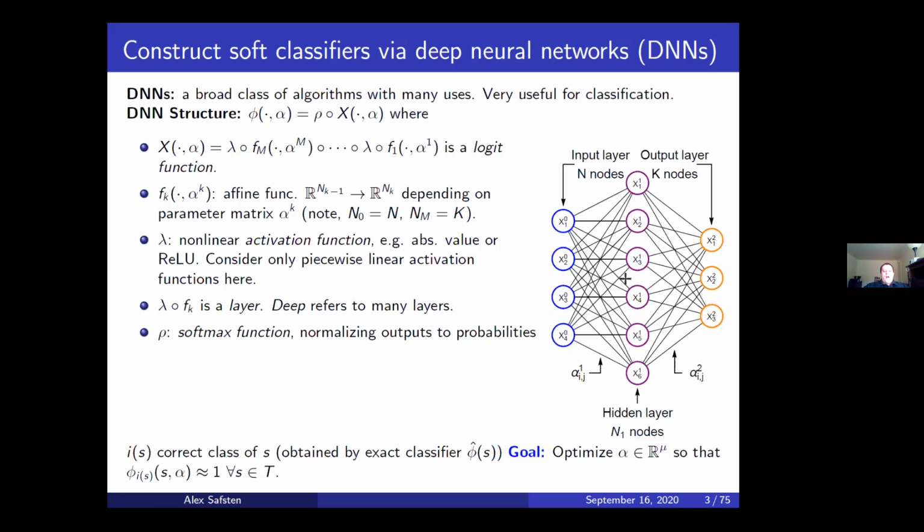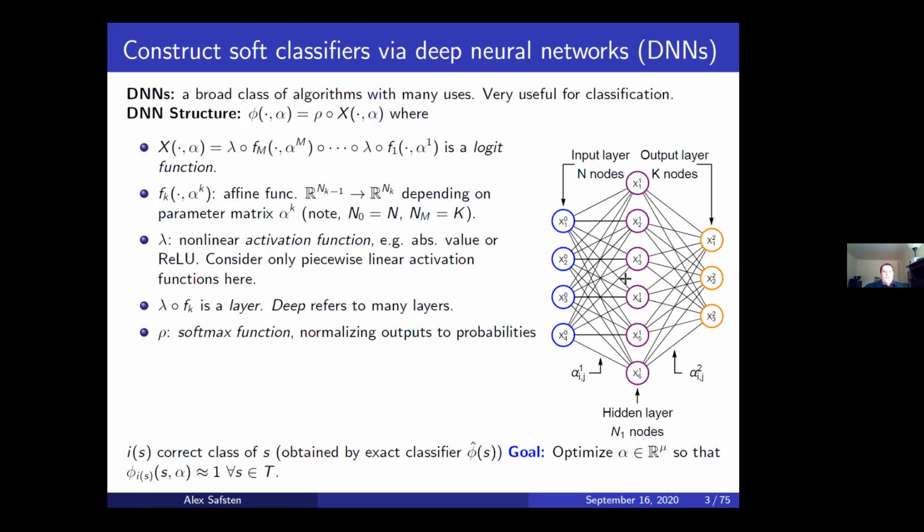Lambda is a nonlinear activation function. For example, absolute value function, or so-called rectified linear unit, which is the max of 0 and x. Today we will consider only piecewise linear activation functions. There are others, of course, but we will just stick with piecewise linear for today. Together, each composition lambda with fk is a layer, which is a word that is frequently used in connection with deep neural networks, and deep refers to the fact that we have many layers in this composition of x, the logit function.